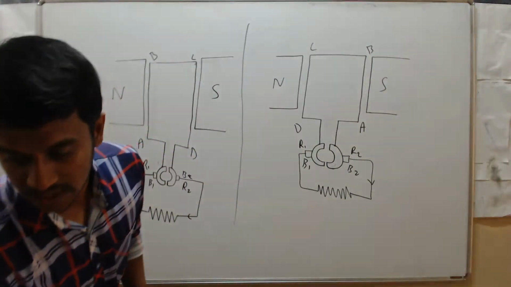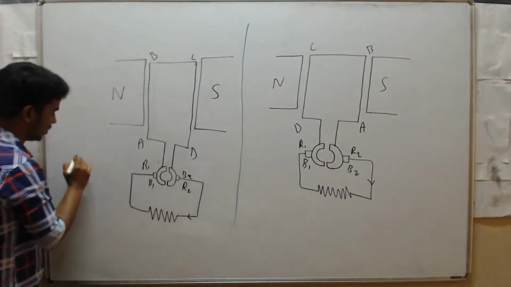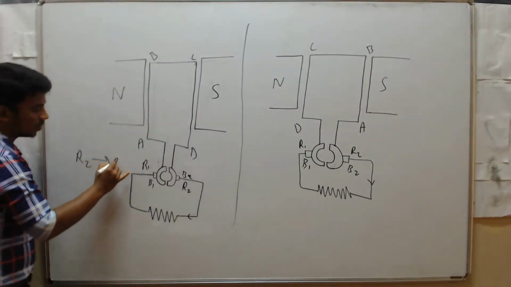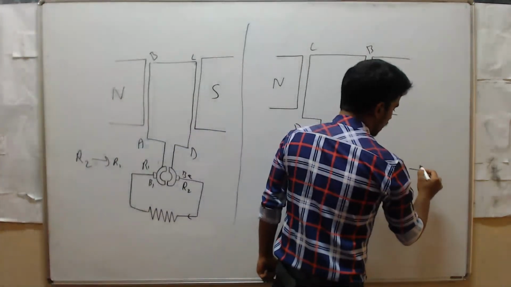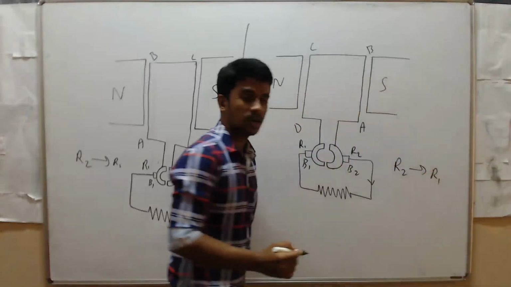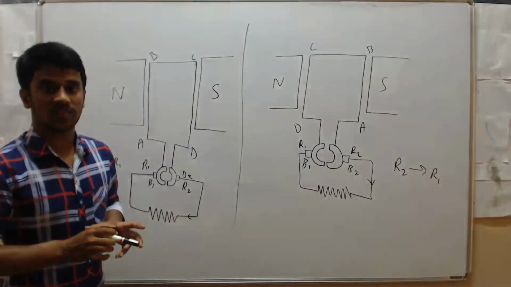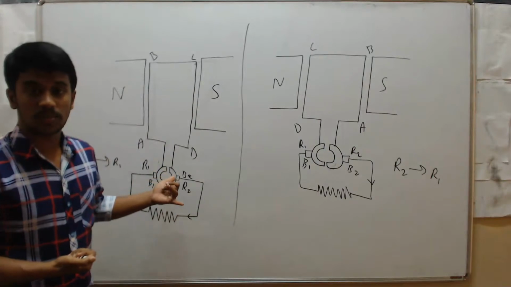In the first case also, the direction of the current is from R2 to R1 only. In the second case also, the direction of the current is R2 to R1. Here there is no change in the direction of the current. Why? Because we are using split rings.